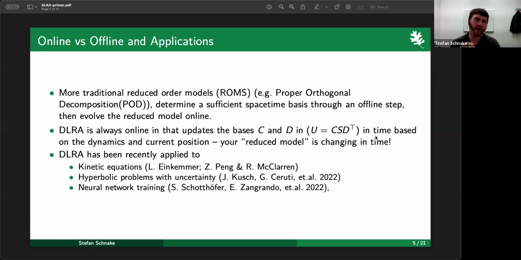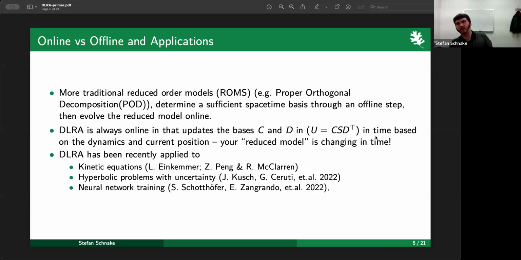Dynamical low rank, on the other hand, is always online, in that the basis functions C and D depend on time, and they depend on the dynamics of your operator and the current position. So the basis for your reduced model is constantly changing in time, which is good because you don't have to do this huge offline step and worry about configuration spaces you might not even touch, right? But you do introduce some different dynamics to the system.